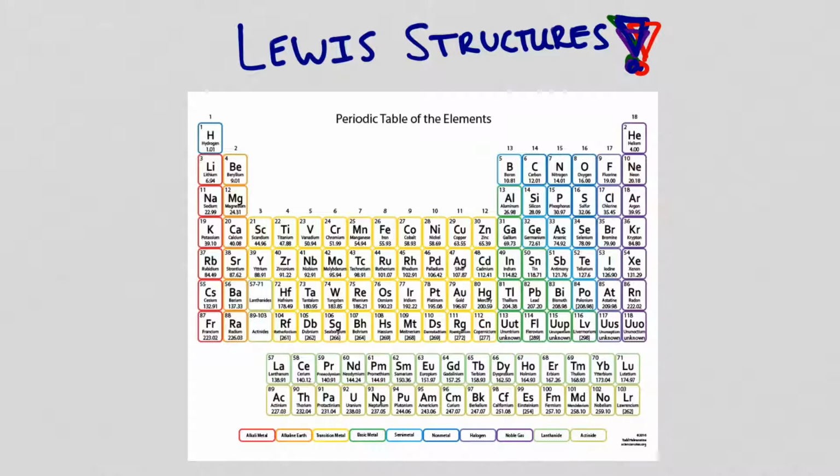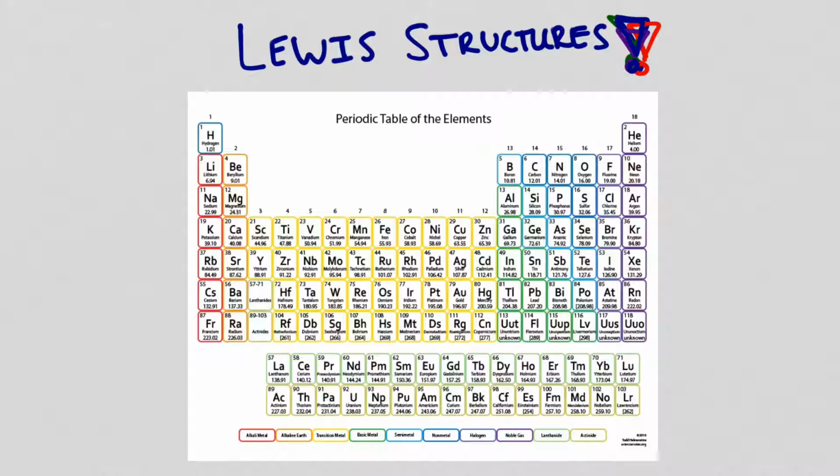And we see that oxygen is above sulfur. Oxygen is the second most electronegative element, I should say. So it really likes electrons.